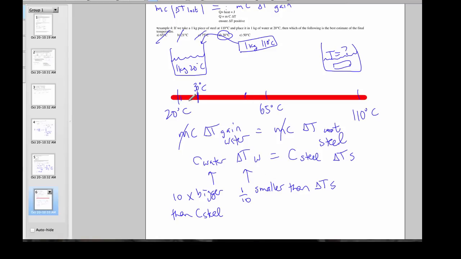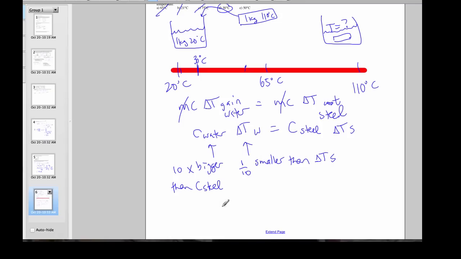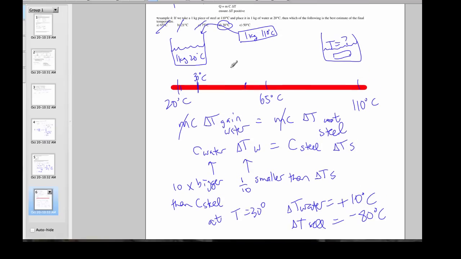That's a temperature increase of 10 degrees. So the water has gone up by 10 degrees, and the steel has gone down by 80 degrees. So that's 8-to-1, and that's close to the 9-to-1 or 10-to-1 ratio that we need. So 30 is certainly the best answer there.